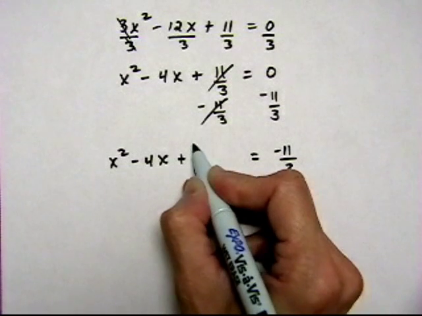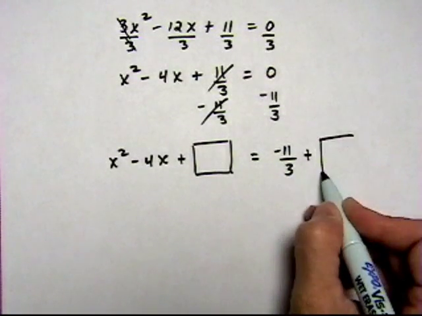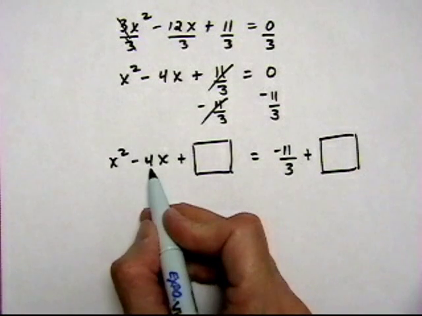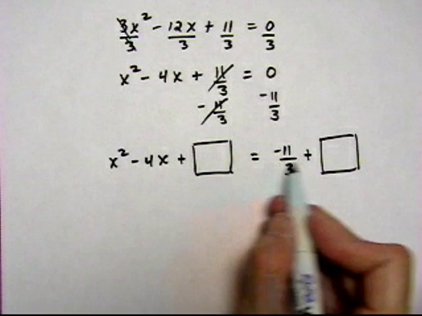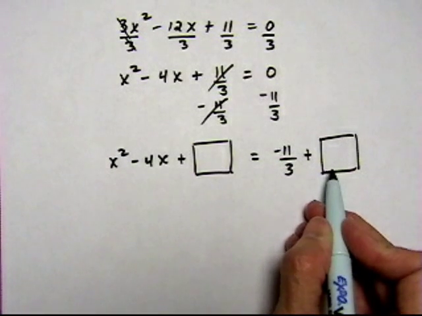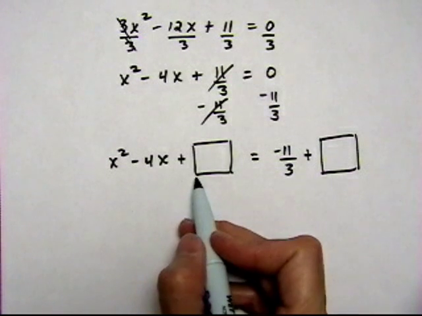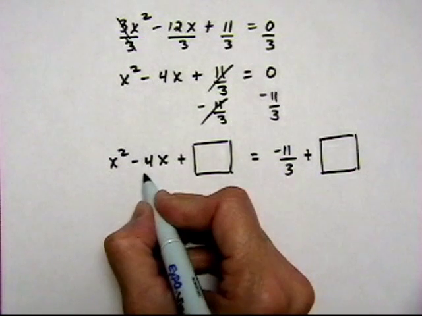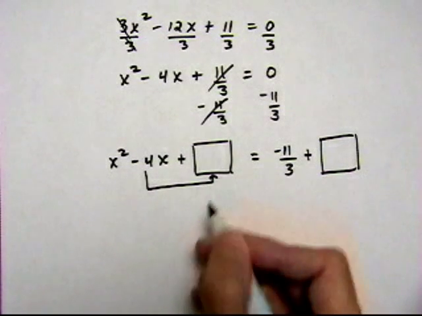And now we want to add whatever is necessary to get a perfect square trinomial on the left side, and then we'll balance it by adding the same thing on the right. And that's why this is called completing the square, because we're making a perfect square on the left. And we can use the exact same recipe every time for what needs to be added.